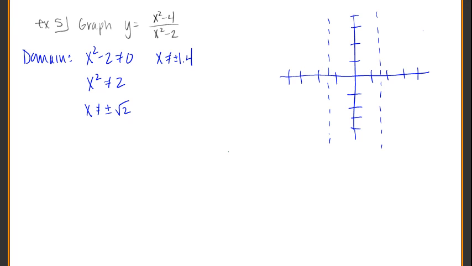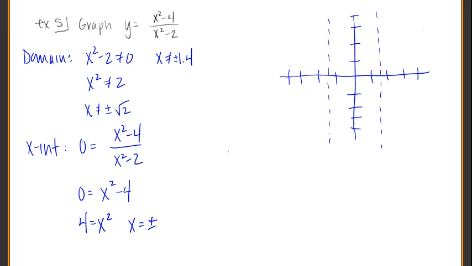Now let's get our intercepts. For our x-intercept, we're going to set y equal to 0. So 0 is equal to x squared minus 4 over x squared minus 2, and again we're just going to focus on the numerator. So 4 is equal to x squared, or x is equal to plus or minus 2. So we have an x-intercept there, and one there. For our y-intercept, when you plug in 0 for x, you get negative 4 over negative 2, which is a positive 2. So that takes care of that.